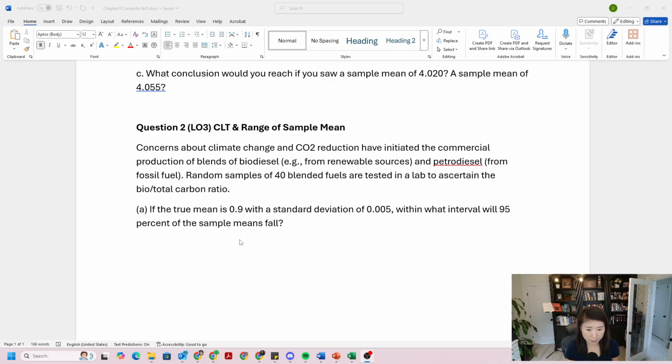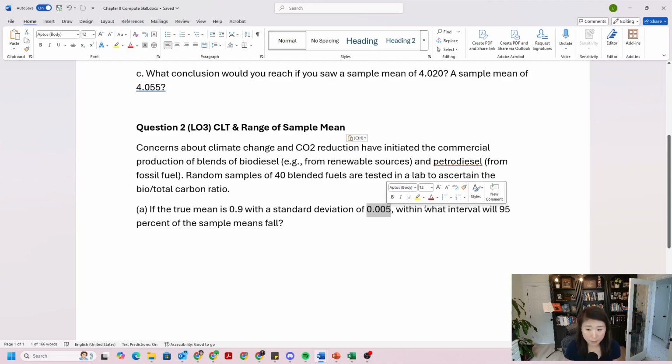As you work on these questions, I require you to write down the statistics and parameter values already given. First, the sample size equals 40. Second, the population mean mu equals 0.9, and the population standard deviation given is 0.005. And the last thing is we are looking for 95% of sample means.